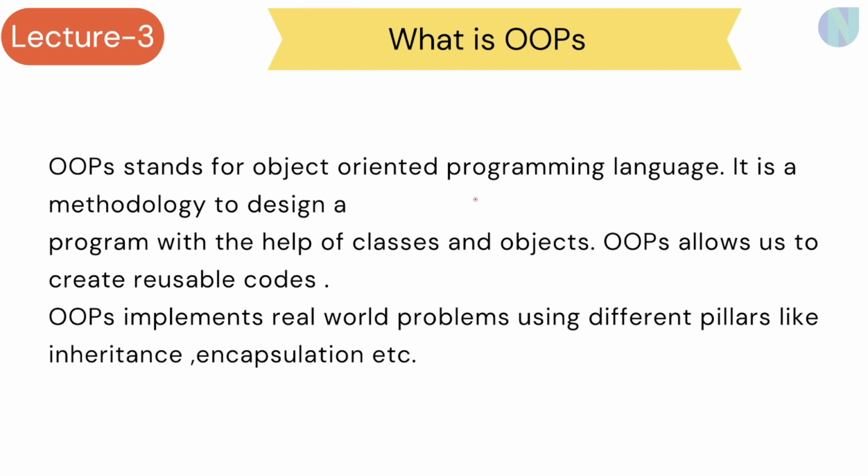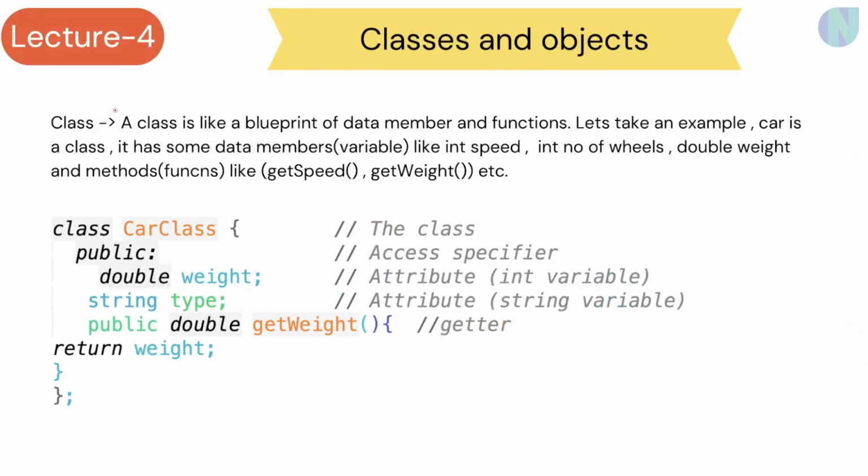So there would be a doubt about what classes and objects are. So this would be clear in this particular lecture. So welcome back to lecture 4, and here we would be learning more about classes and objects. So what is a class, and then we will be seeing what objects are.